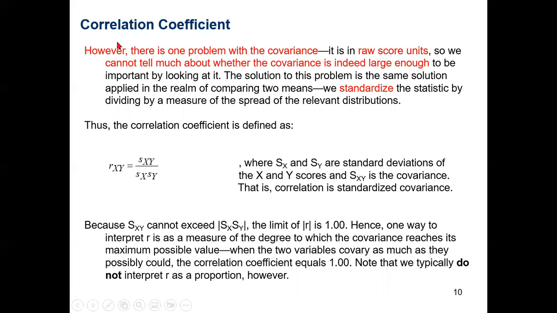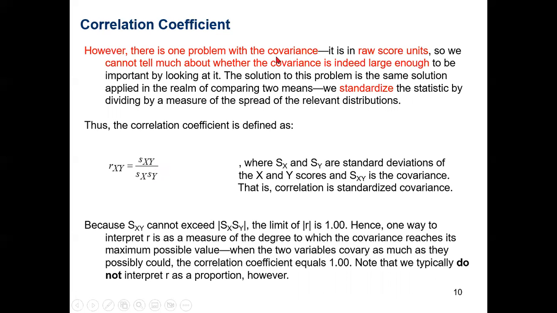Now, covariance can be converted to correlation. Okay? So SXY means the covariance between X and Y. SX means variance. No, not variance, because this does not have a square here. This is the standard deviation of X. This is the standard deviation of Y.